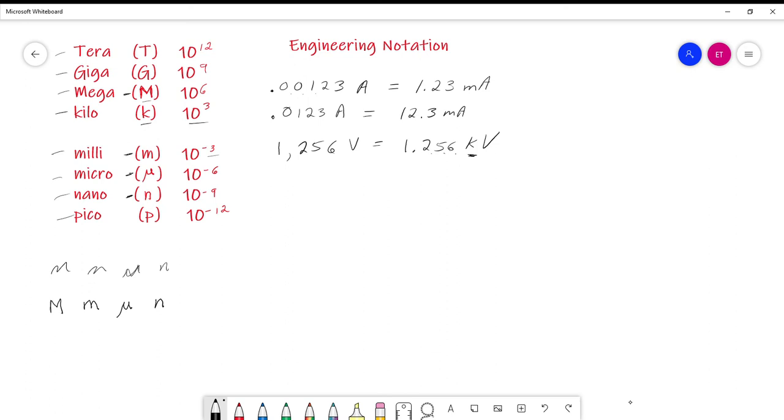Another quick example. What if I have 10,256 volts? I could still keep that in there. So in engineering notation, that would be 10.256 kilovolts. Okay.